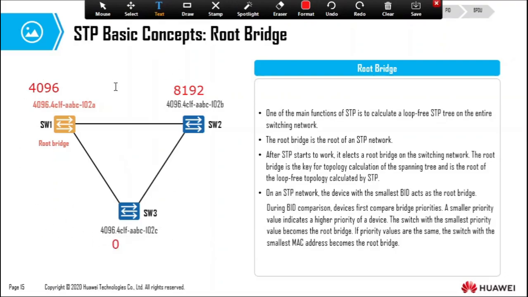So if this is the case, then this guy will be elected as the root. So whoever has a small priority. At first, it compares the priority, just the priority. If the priorities are the same, then it compares the MAC addresses.